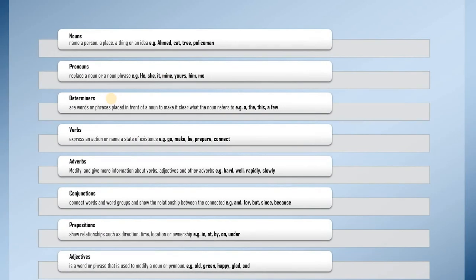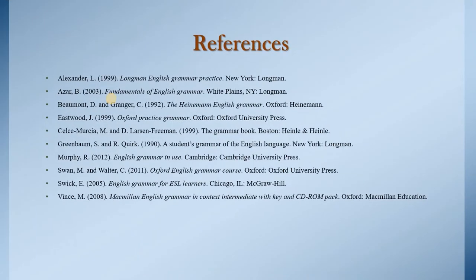These are normally the parts of speech that we have in English, and these are normally the references that we use in these slides. I mean this first lesson and even other lessons. So based on these references, we have prepared our lessons.